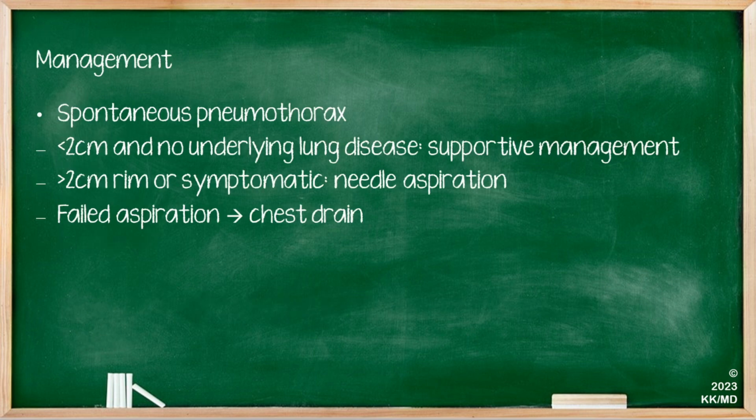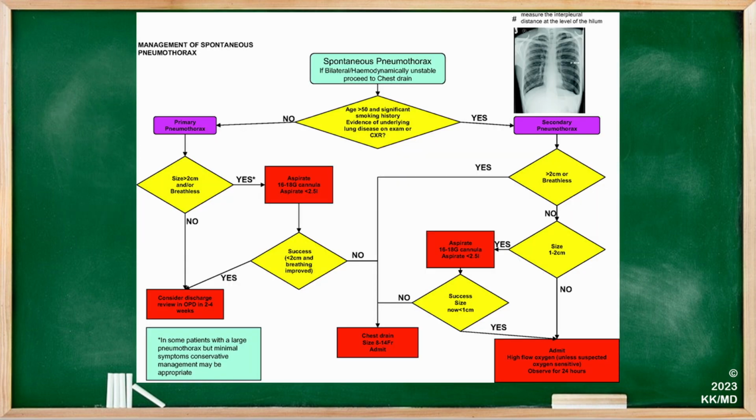Management of a pneumothorax depends on its size as well as the person's history. So if it's less than 2 centimetres with no underlying lung disease, it should be for supportive management only. And if it's greater than 2 centimetres or symptomatic, the person will need a needle aspiration. If aspiration fails, they can then go on to have a chest drain. So those are the broad principles of management. However, this particular schematic shows it in much more detail, and you can look into this in your own time, but it goes through who requires further intervention, or in which cases the pneumothorax simply requires monitoring.